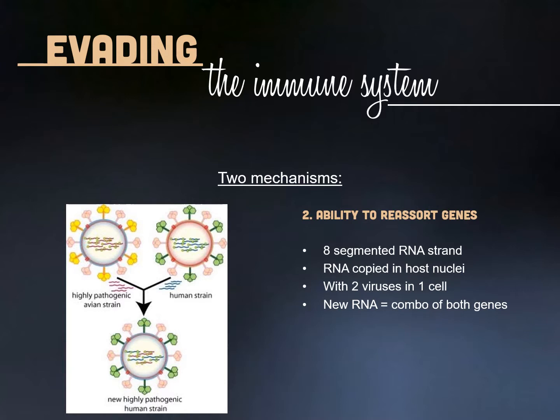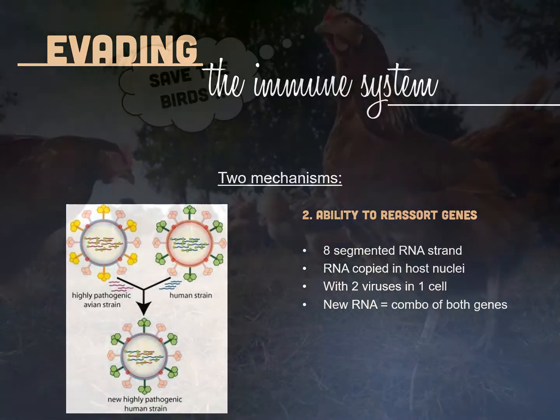All influenza viruses consist of an 8-segmented RNA strand. When invading the host cell, the RNA segments enter the host nucleus and are then copied to form many RNA genomes. But if a cell is infected with 2 disparate influenza viruses, the RNAs of both viruses are transcribed. When new virus vesicles are formed, each segment of the RNA is composed by a combination of both infecting virus genes.